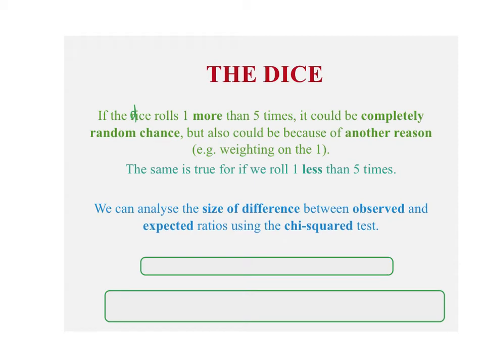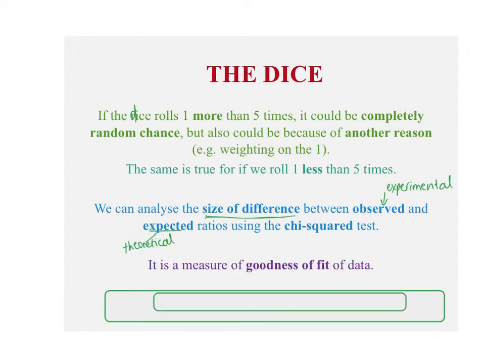Now the chi-squared test is used to look at the magnitude, or the size, of the difference between the observed experimental data and the expected theoretical result. Generally, we say that the chi-squared test is there to measure the goodness of fit. How well does what actually happens link to what you expect to see? And if it's not very well linked, then we can think of reasons why later on.